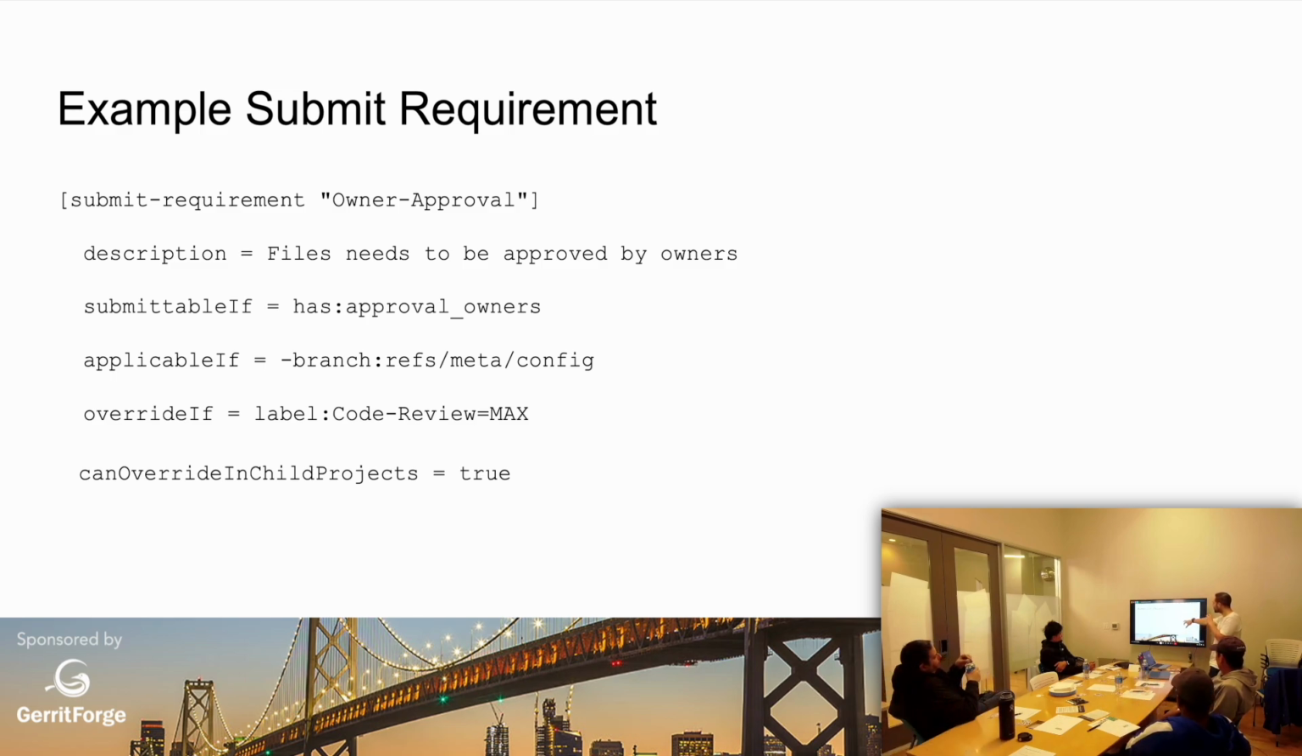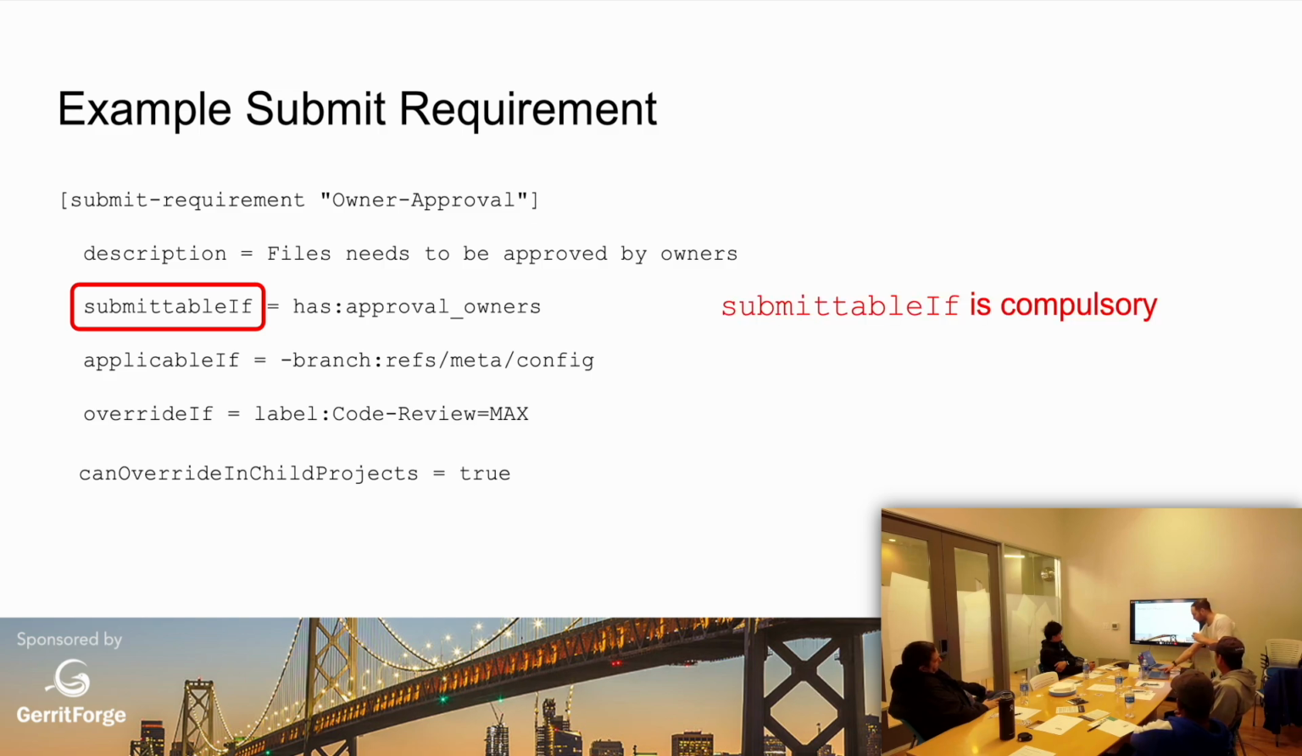And then, interestingly, you can decide if the submit requirements can or cannot be overridden in child projects. All right. So you could say that this has to be enforced company-wide, so no child project can inherit it. Or, yeah, I don't really care too much. Teams can do whatever they want to do and allow teams to override it. Of all of these, the submittable if is the only one that is compulsory. So you don't need to define the other ones. So really. All right.